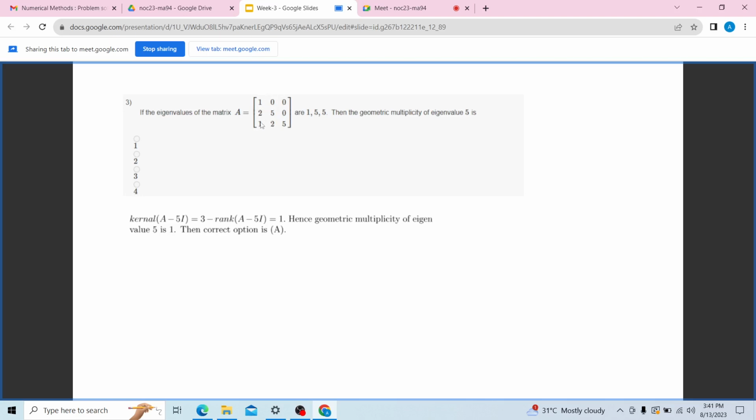Now you get the elements over here, and the third column will be 0 for A minus 5I. So only two linearly independent columns will remain. So rank of the matrix A minus 5I is 2. Fine. So 3 minus rank of A minus 5I, that is 2. So 3 minus 2 you get 1. Hence geometric multiplicity of eigenvalue 5 is 1. Fine. So correct option is A. Solve it, are you getting it? Or if you have any doubt, tell me.